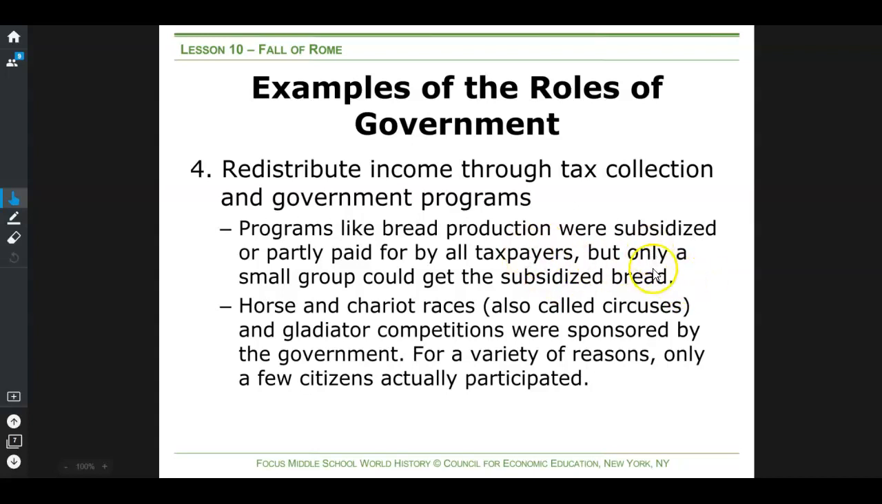However, if you were wealthy, while you still paid the taxes to provide this program, you were not able to get the subsidized bread from the government. Another example of this would be the horse and chariot races and gladiator competitions that were paid for and sponsored by the government using tax money collected from all citizens. But for a variety of reasons, mainly geography, people who were not located close enough to the center of the empire in Rome never got to actually witness or participate in any of those entertainment opportunities.